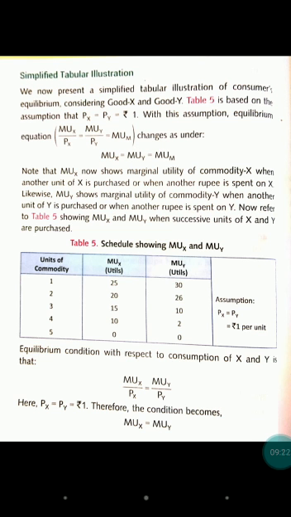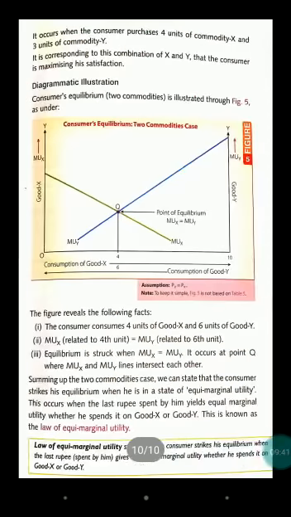If we have to say which combination tells about the consumer's equilibrium, according to this table, if the consumer consumes 3 units of Y and 4 units of X, the consumer will be at equilibrium. It occurs when the consumer purchases 4 units of commodity X and 3 units of commodity Y. It corresponds to that combination of X and Y, and then the consumer is maximizing his satisfaction.